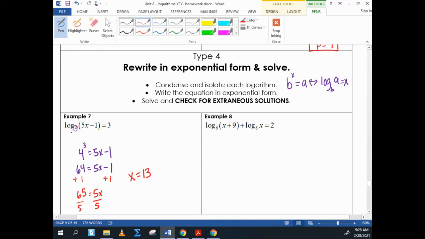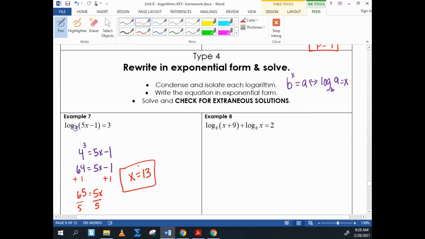Again, anything that has a log in it, just do a quick check for extraneous solutions. 5 times 13 is a big number. When I subtract 1, it's still a positive big number. So go ahead and just circle that. You're done. Super job. Nice work.